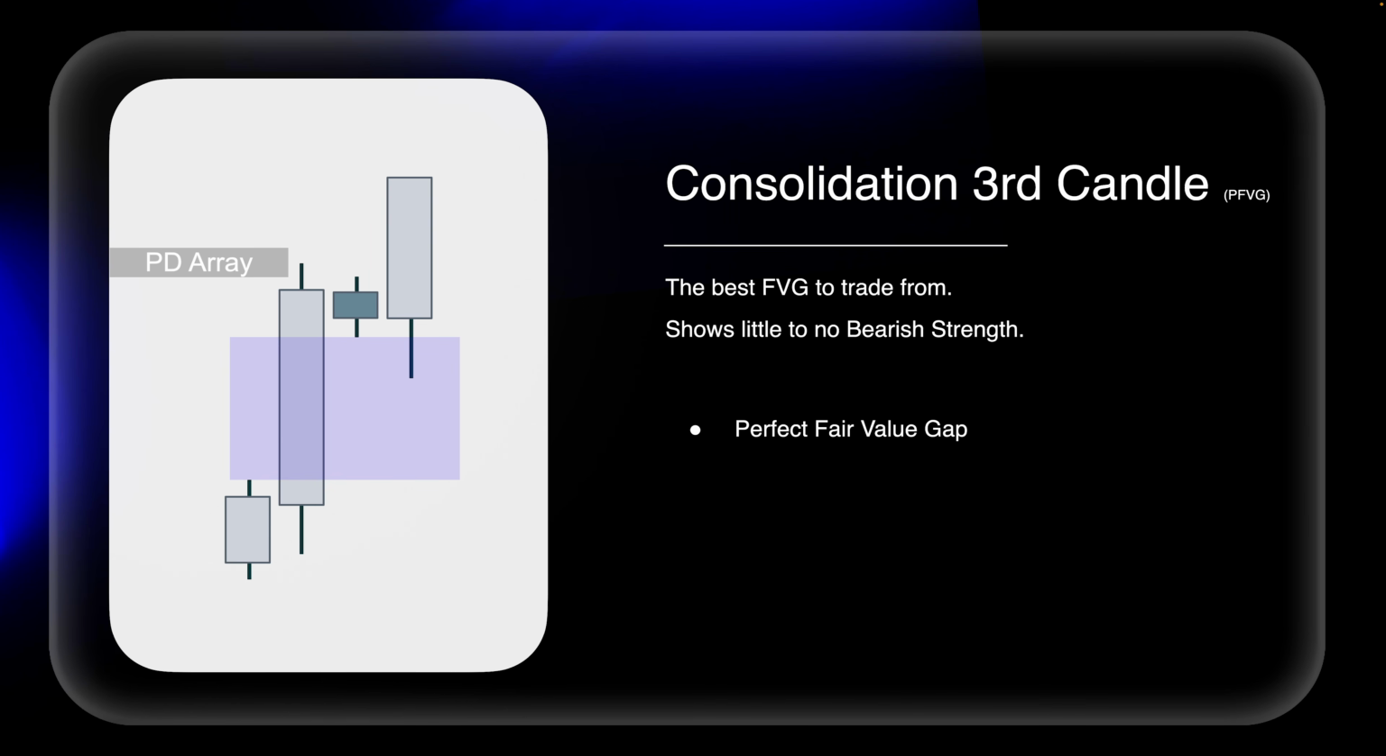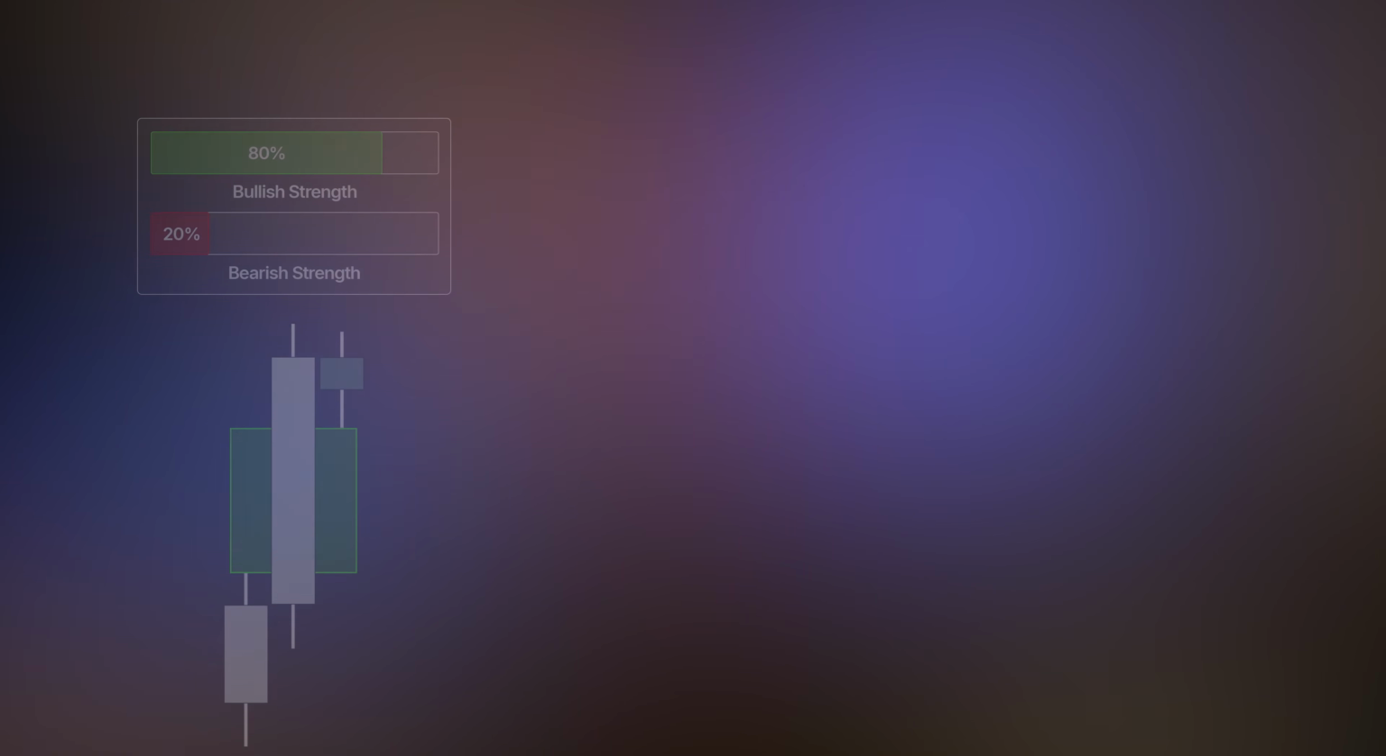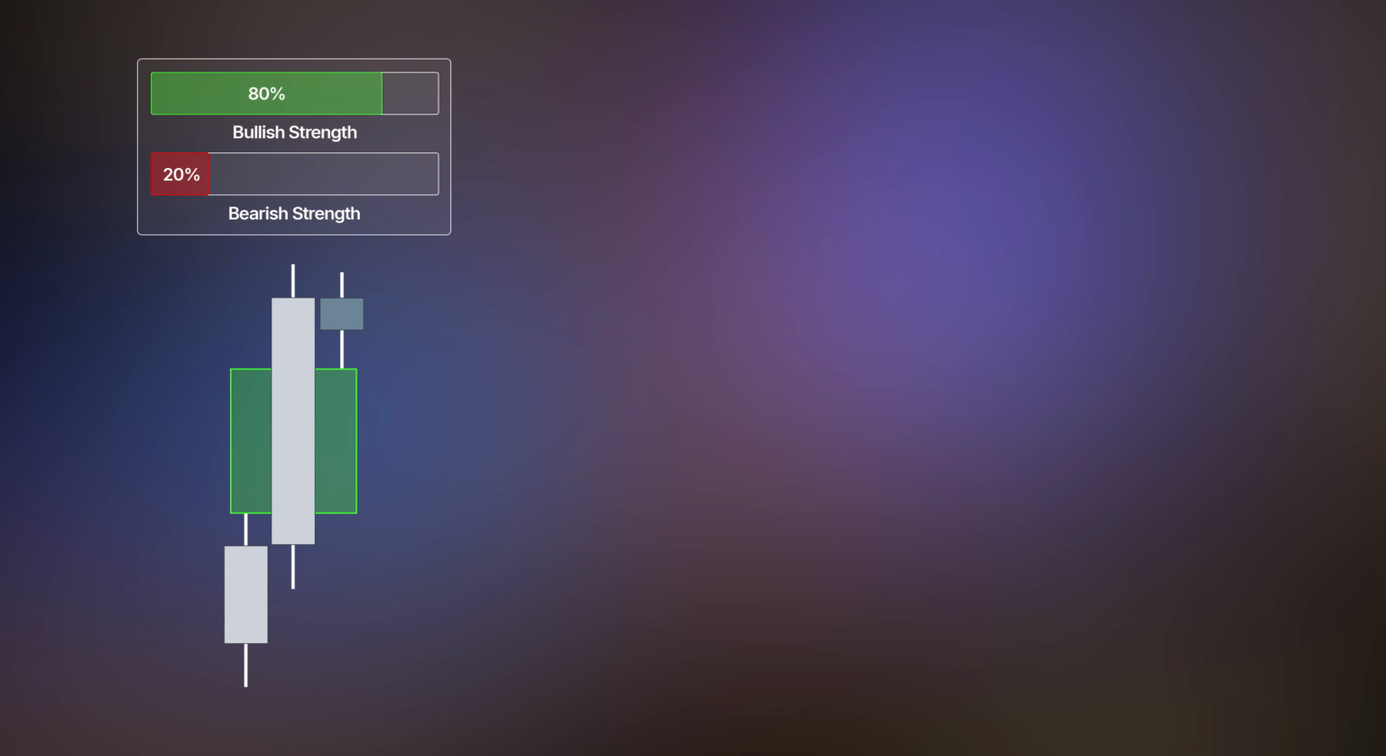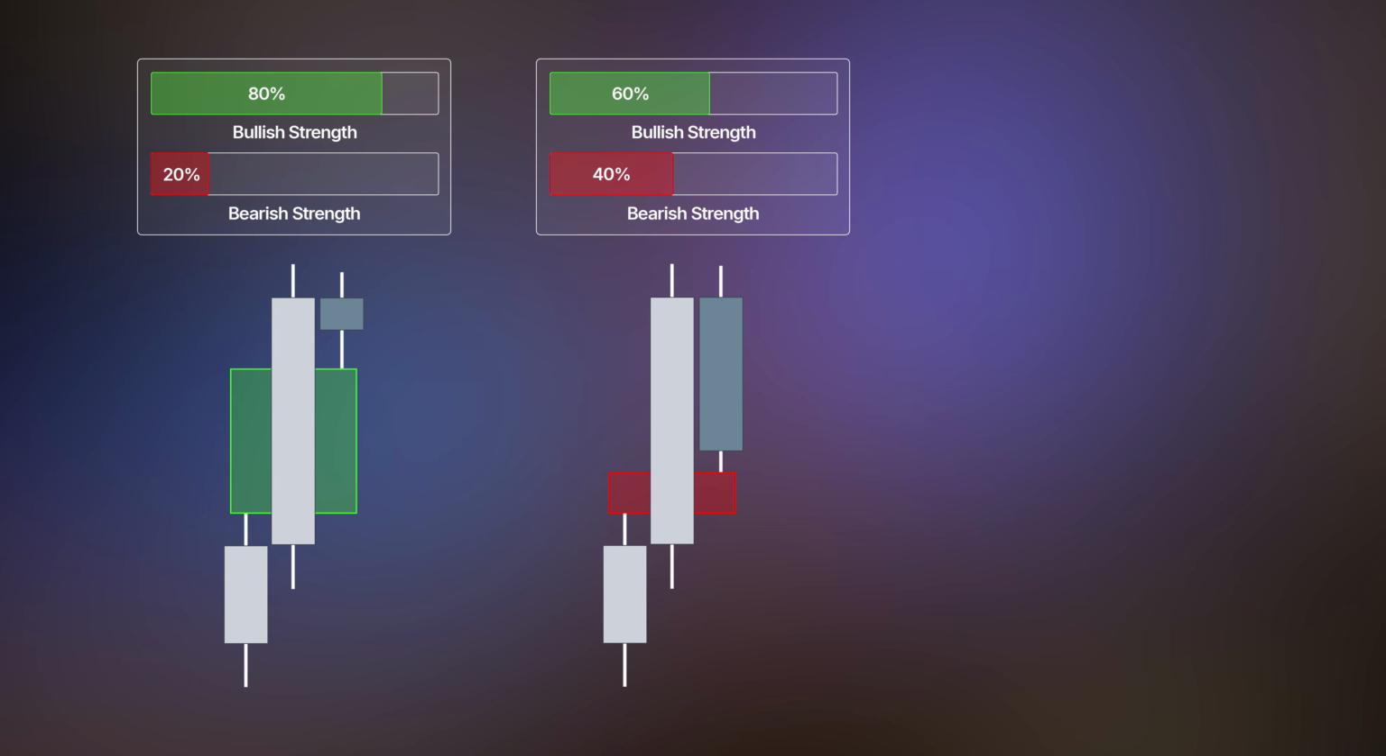So if it helps, we could put this into a percentage. Here we could argue we are 80% with the bullish strength, 20% with the bearish strength, where we still create a retracement, enough of a retracement to sting into the fair value gap to then continue higher. Whereas with the rejection fair value gap, we are more like 60% bullish and maybe 40% bearish. And that's why we create such a big rejection.